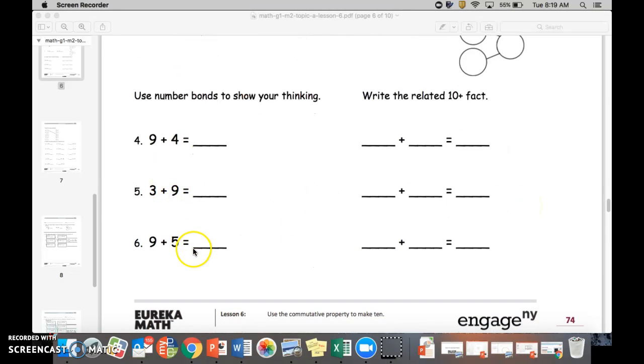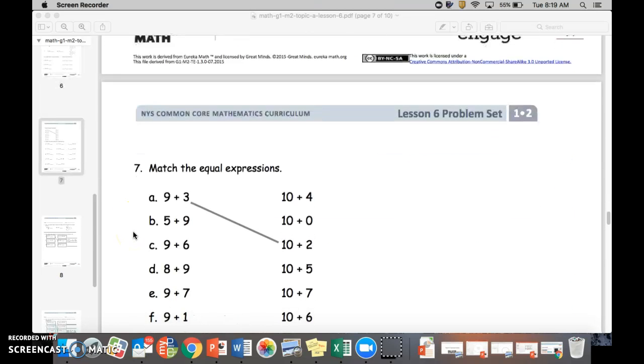For 4, 5, and 6, use number bonds to show your thinking. So again, same thing. Show me the number bond of the number and make 9 into a 10. You're going to write your 10 plus fact here. So I break apart my 4. I make my 9 into a 10. So 10 plus whatever's left over equals. And do that for 4, 5, and 6.